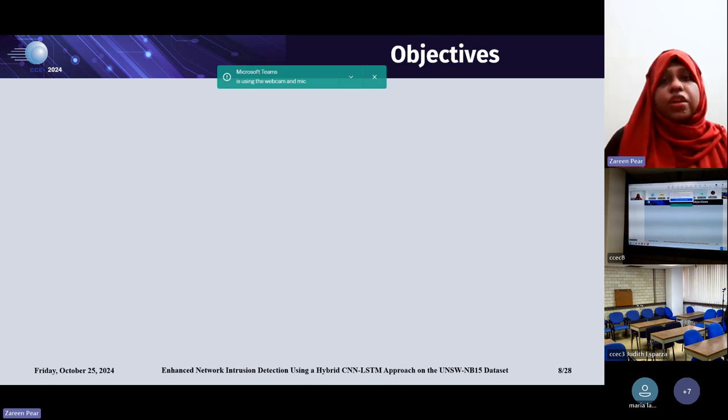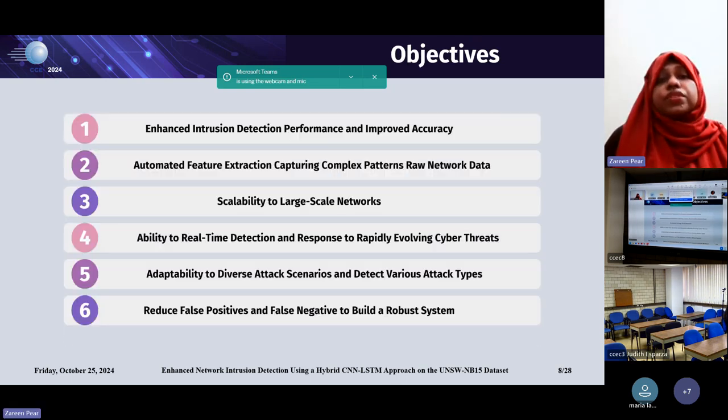The main objective of this research is to build a model that can help us enhance intrusion detection systems and improve the overall accuracy. We try to build a model that is more scalable to large-scale networks and allows us to detect intrusions in real time.